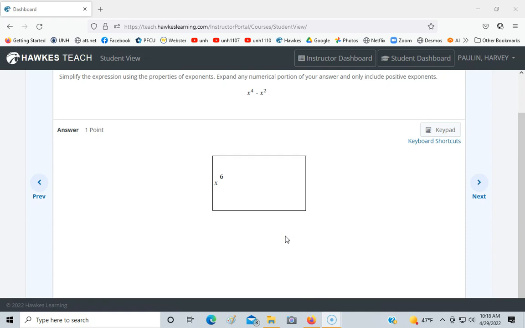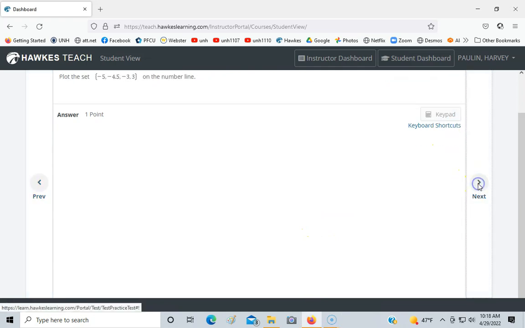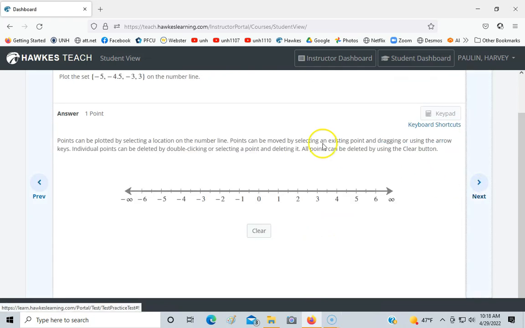If you do that, that's a shortcut. And there's also a shortcut for putting in fractions. But again, we're looking at the keypad and those tools. Let's go on. So here it's just putting these numbers on the number line.